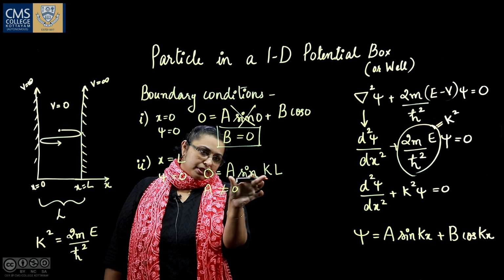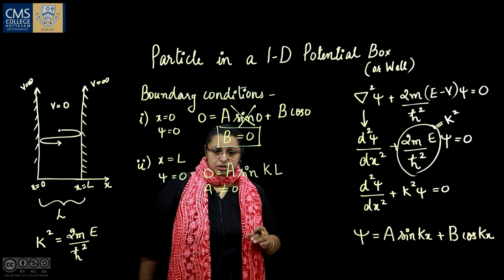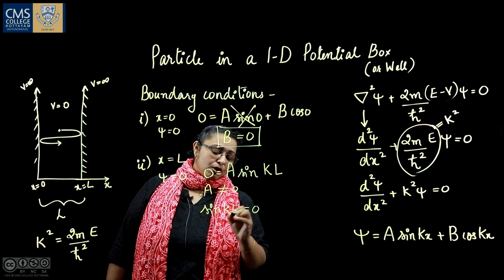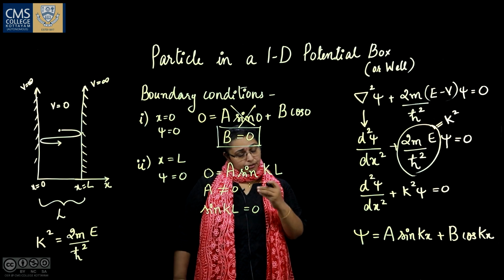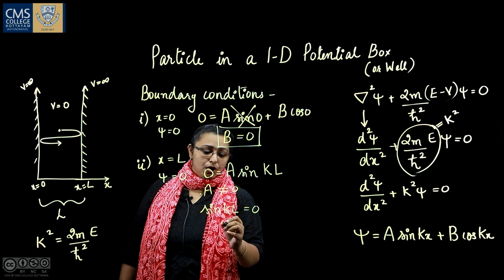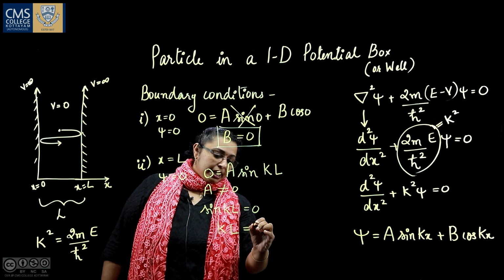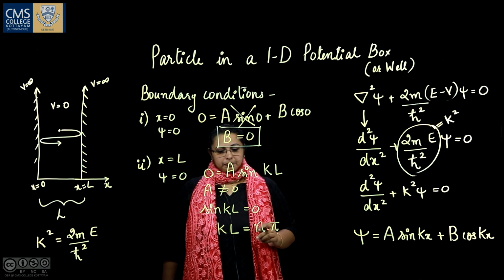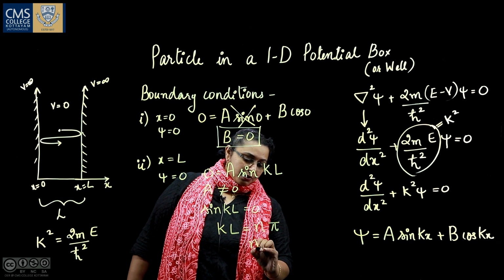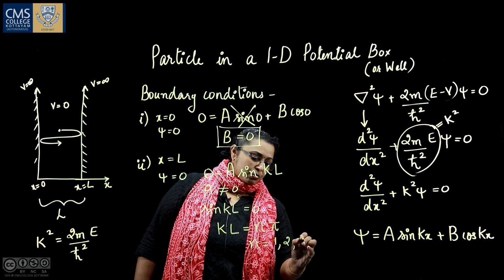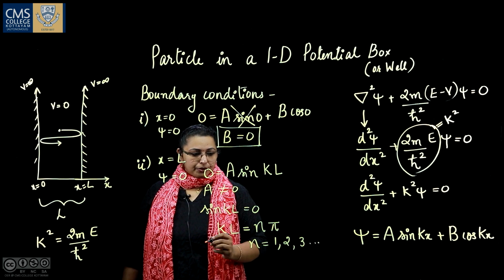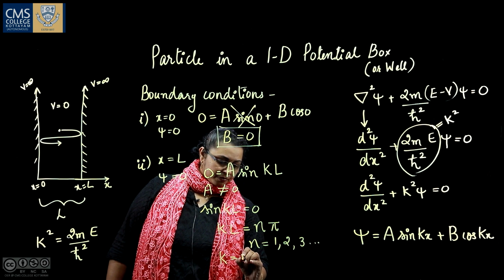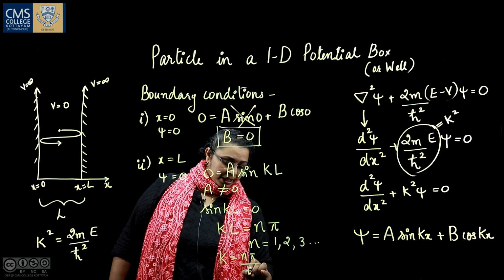So the remaining thing for the LHS and RHS to satisfy is sin KL equal to 0. For getting the value of sin KL equal to 0, you know that KL should be integral multiples of pi, where n is equal to 1, 2, 3, etc. Therefore, you get the value of K as K is equal to n pi by L.